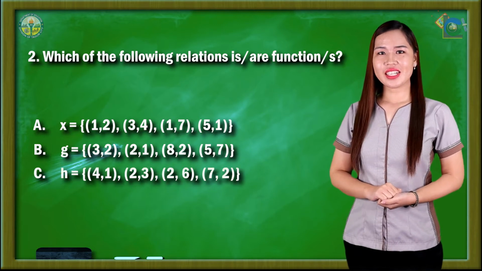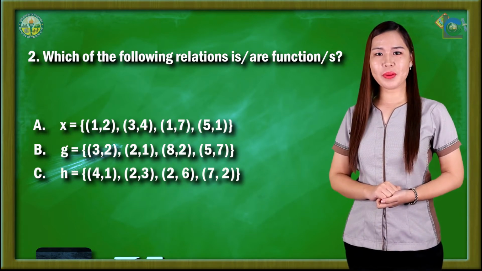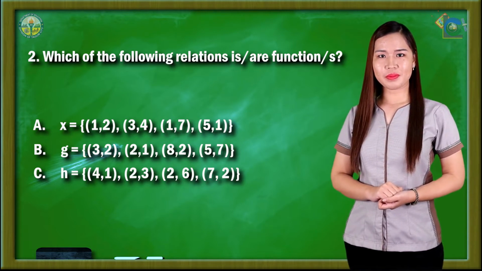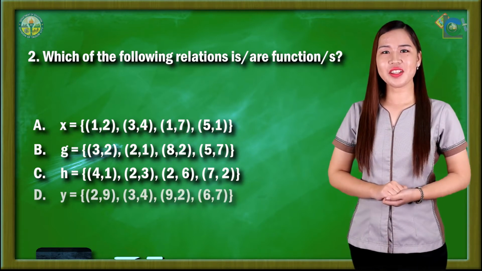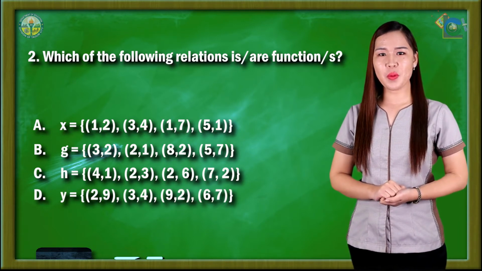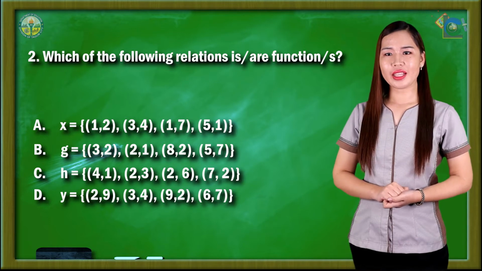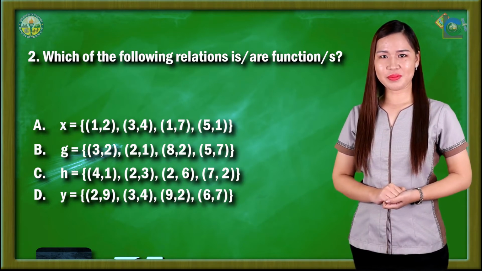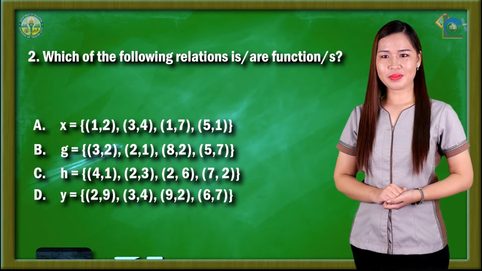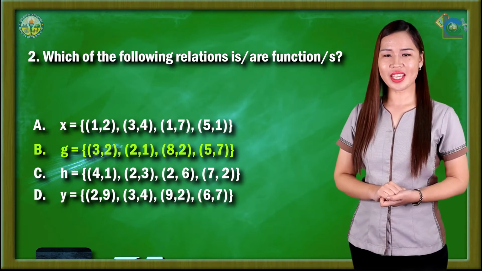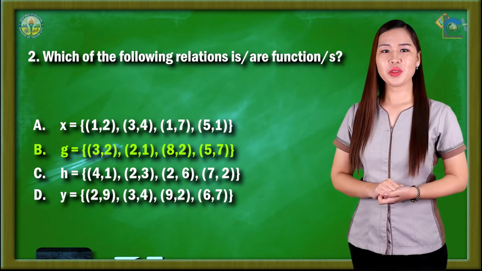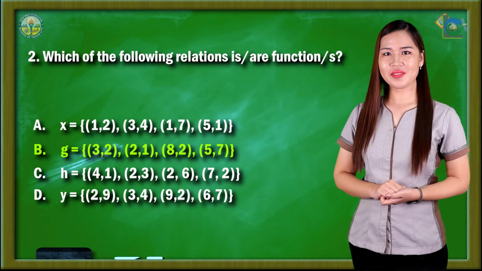Letter C. Set H with the following ordered pairs (4, 1), (2, 3), (2, 6), and (7, 2). Letter D. Set Y with the following ordered pairs (2, 9), (3, 4), (9, 2), and (6, 7). The correct answer is letter B. Set G with the following ordered pairs (3, 2), (2, 1), (8, 2), and (5, 7).